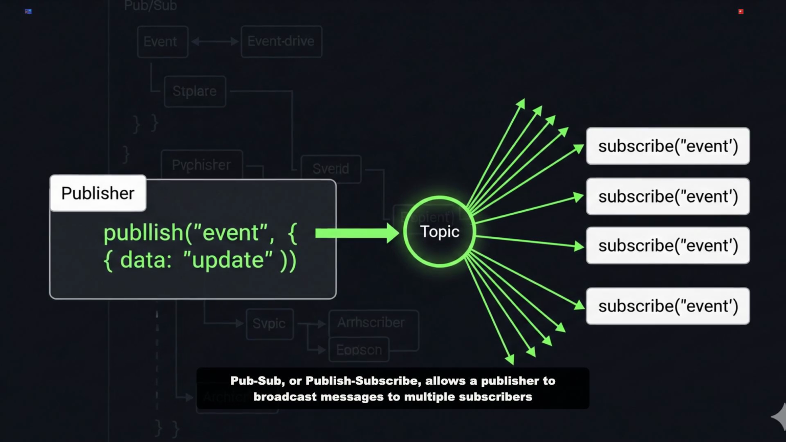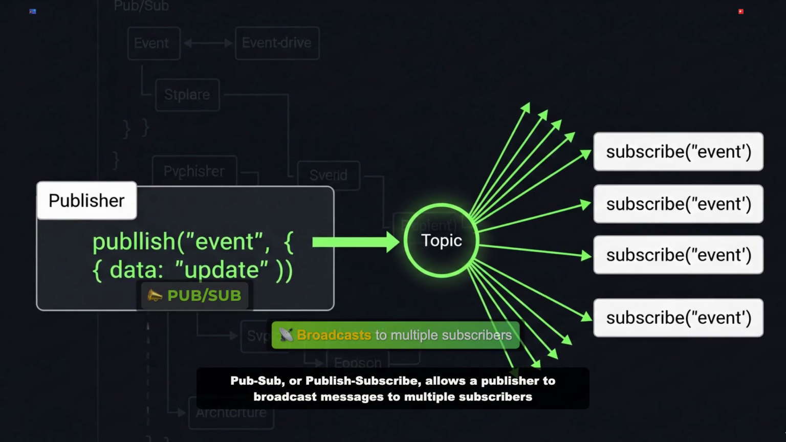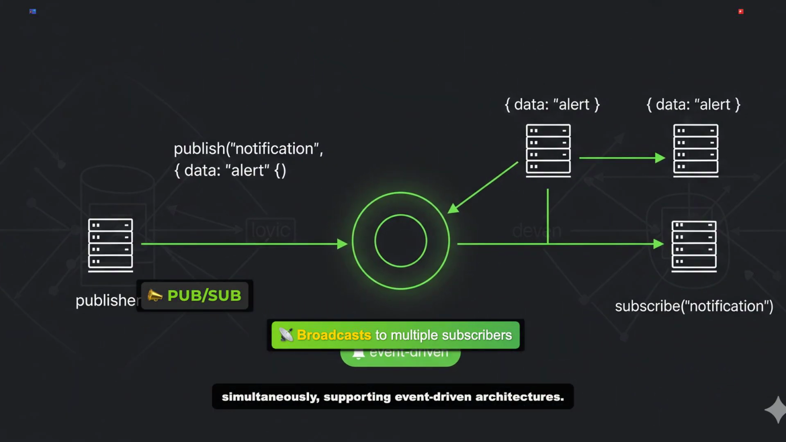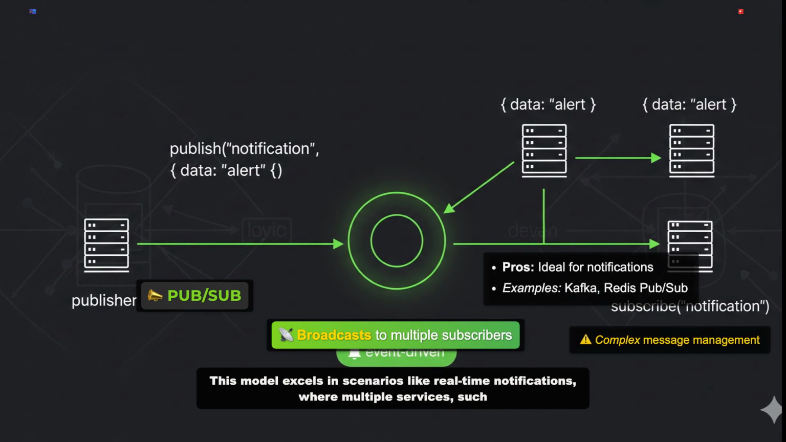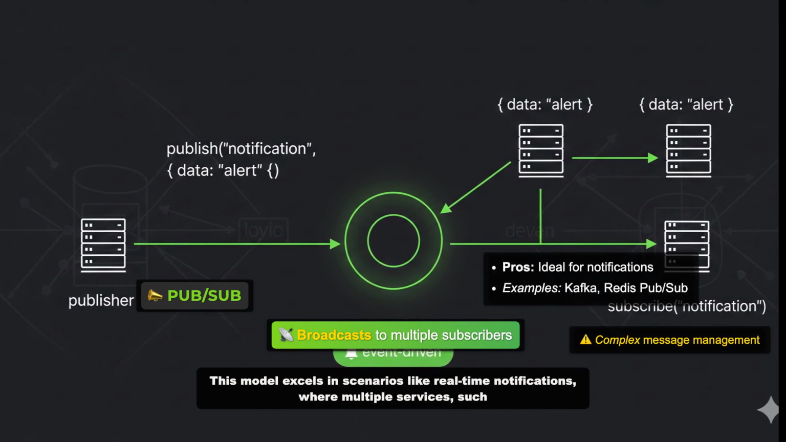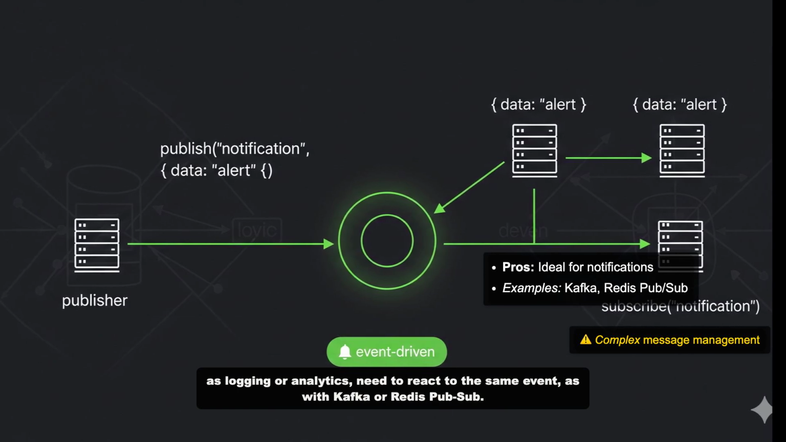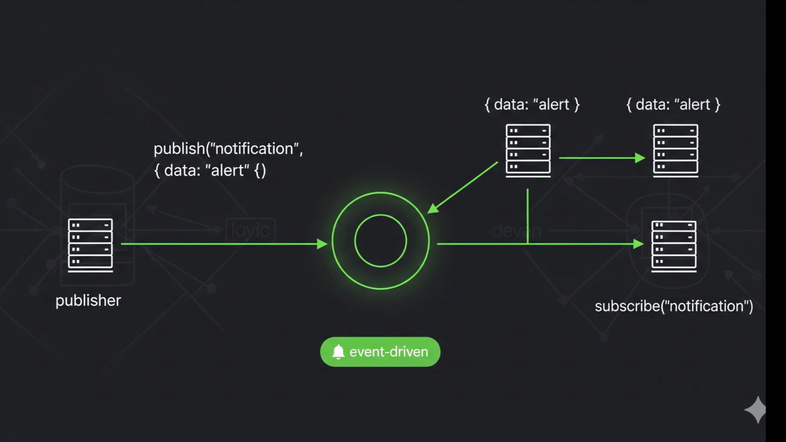Pub-sub, or publish-subscribe, allows a publisher to broadcast messages to multiple subscribers simultaneously, supporting event-driven architectures. This model excels in scenarios like real-time notifications, where multiple services, such as logging or analytics, need to react to the same event, as with Kafka or Redis pub-sub.